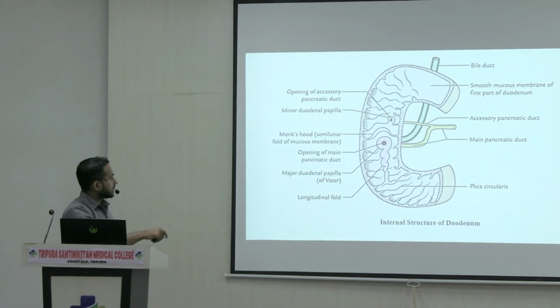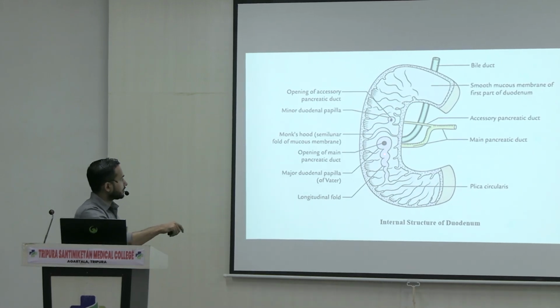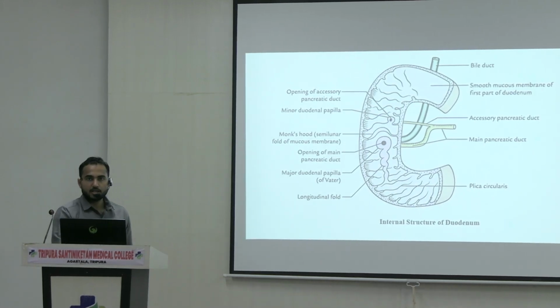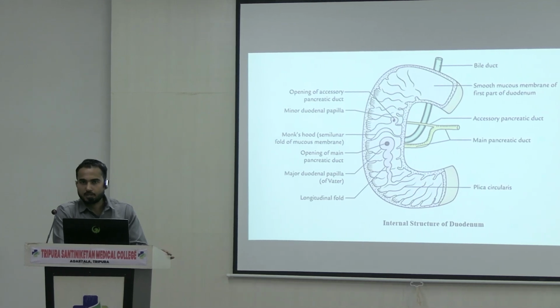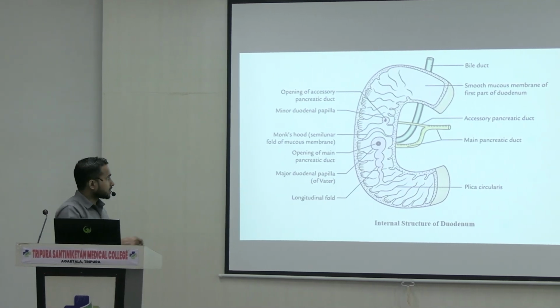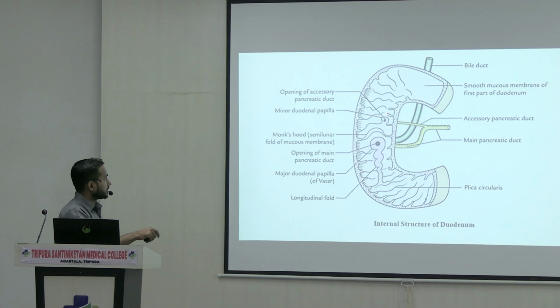Now below the papilla, you can see the fold is longitudinal in nature. Okay. So there are some changes in the pattern of the folds that are associated with the major and minor duodenal papilla. Now, these are called semicircular folds. You can see these are semicircular folds.